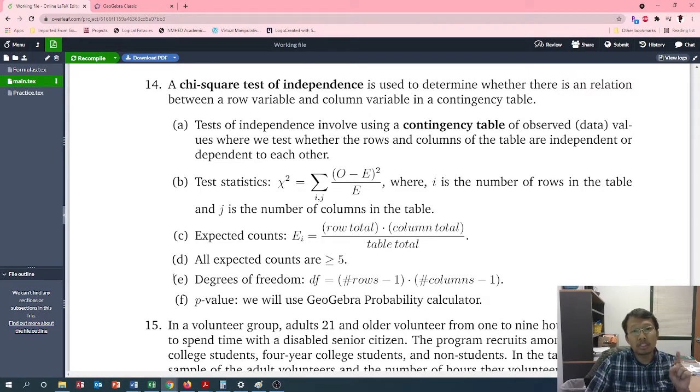The main question is, are the row and column variables dependent upon each other? Are they independent or dependent? We will try to figure that out. The null hypothesis always says that rows and columns are independent. However, the alternative hypothesis says that the rows and columns are not independent, or they are dependent upon each other.